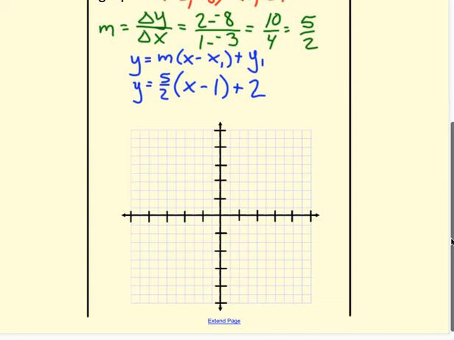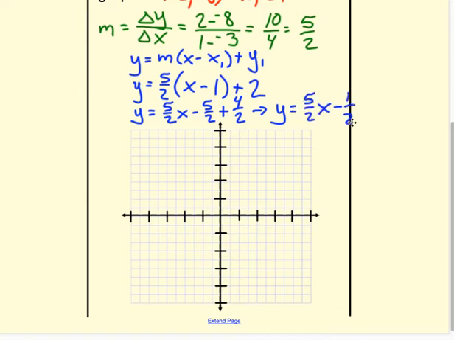And then we're going to distribute to simplify into slope-intercept form. So we've got 5/2 x minus 5/2. I'm going to turn that 2 into a fraction with a common denominator so I can combine my numbers. So 2 is equal to 4 divided by 2. So this would give me an equation of y equals 5/2 x minus 1/2.